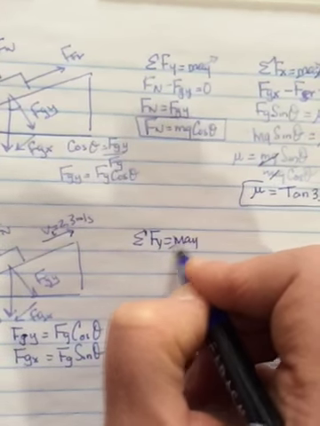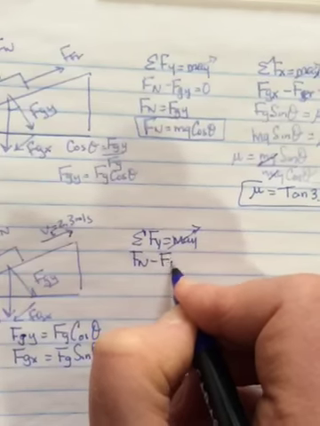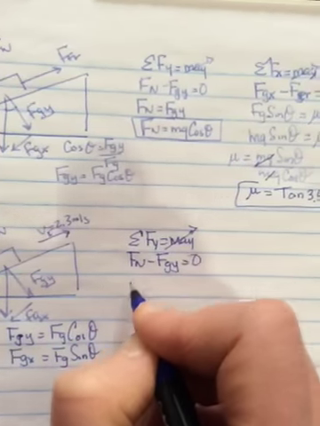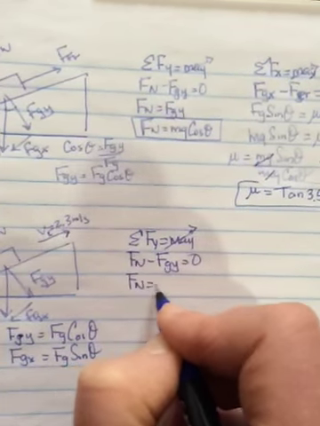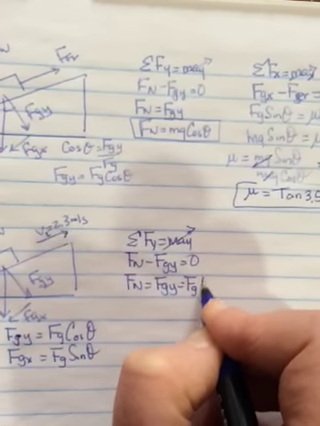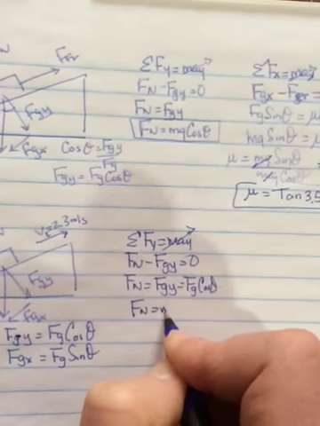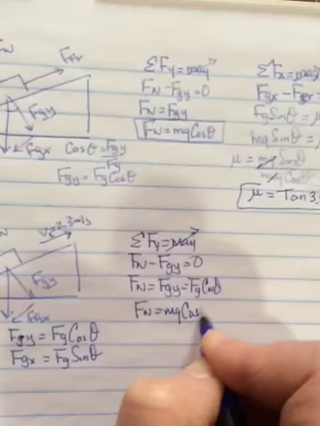A_y is equal to 0, not moving in the y. So we have F_N going up, F_Gy going down, equal to 0. So F_N equals F_Gy equals F_G cos theta, which of course is really mg cos theta.